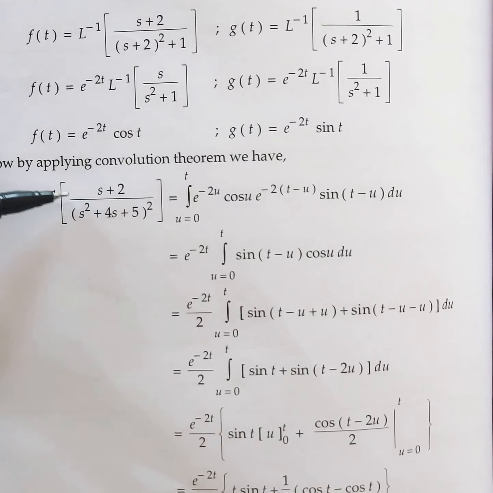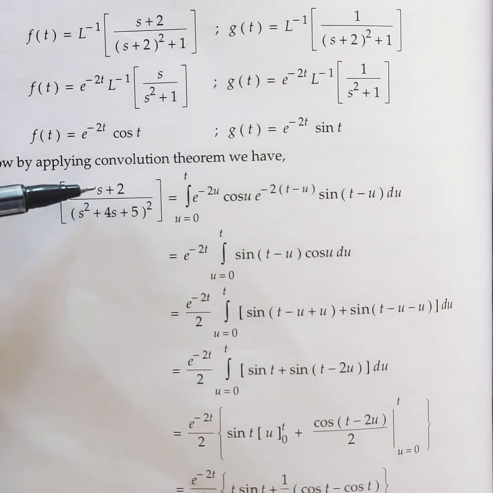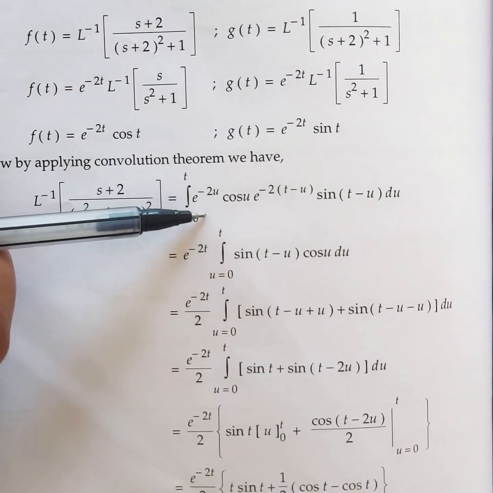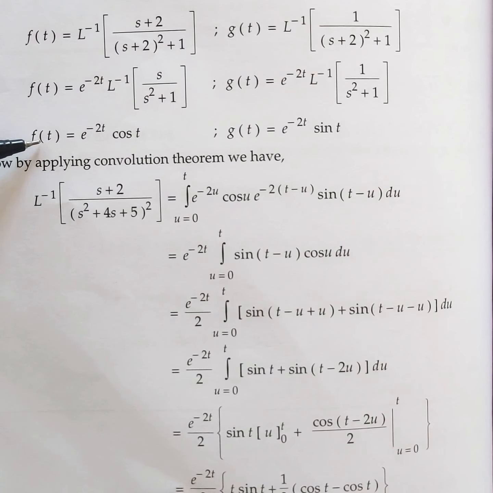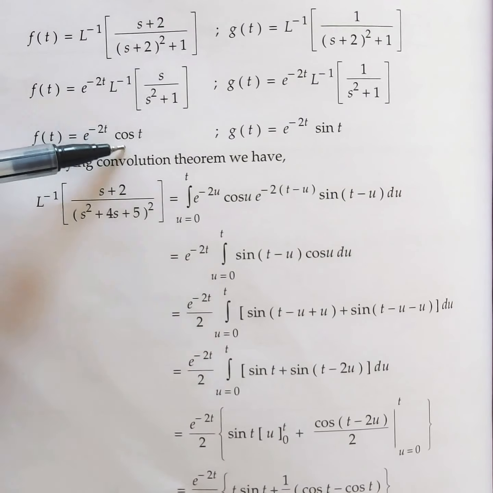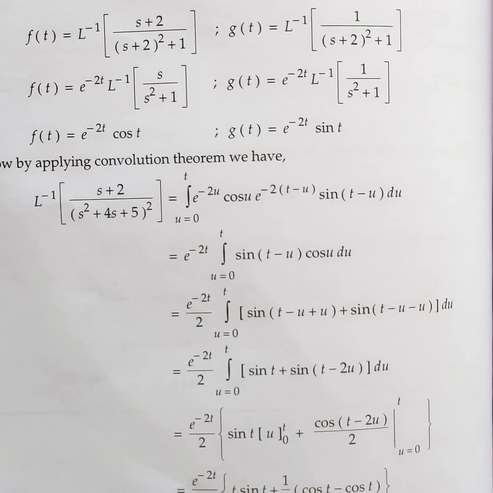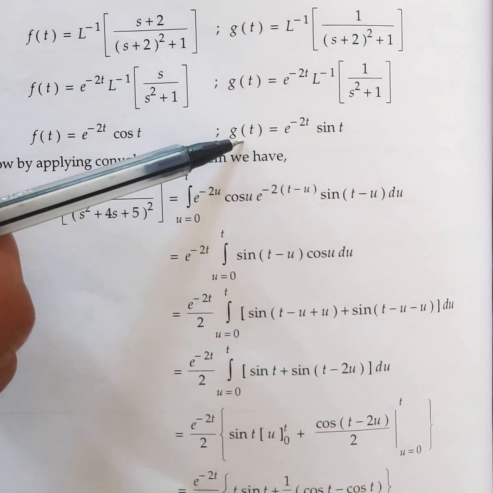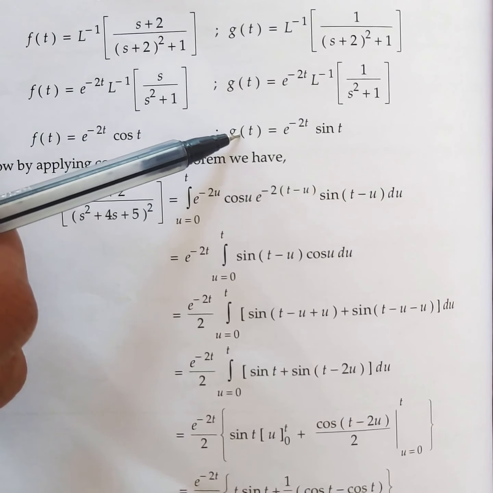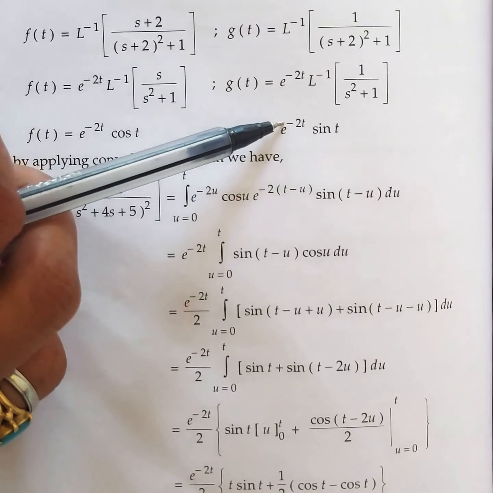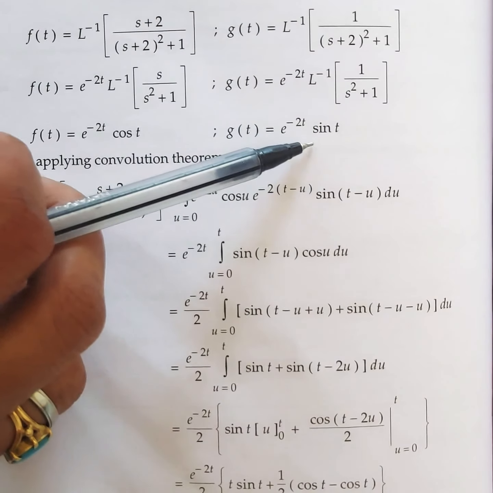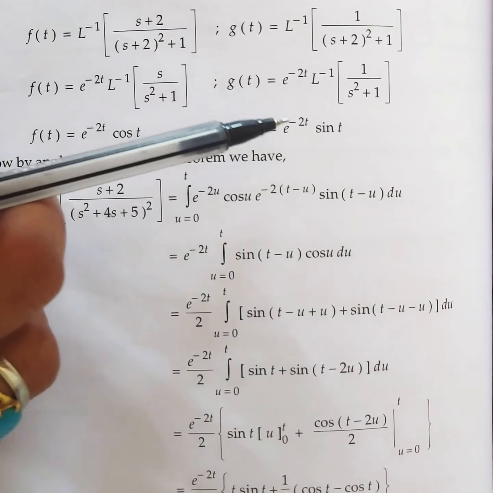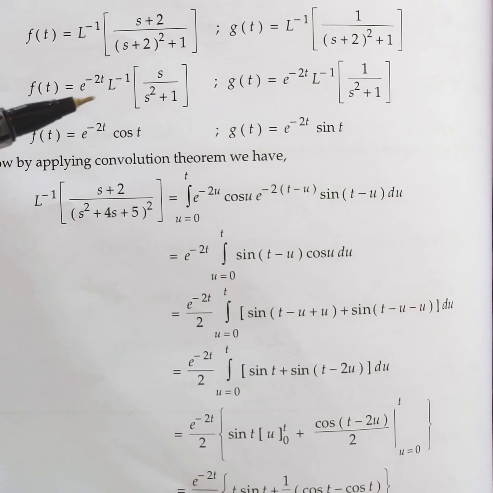And now you are going to find L inverse of this term. This is your question. S plus 2 by s square plus 4s plus 5 the whole square is equal to integral u is equal to 0 to t, f of u, right? Wherever t is there, replace it by u, e power minus 2u cos u, I have written, into g of t minus u, okay? So wherever t is there in the function g, I will replace by t minus u, e power minus 2 into t minus u sin t minus u du. This is what we have written. So f of u, g of t minus u. Please mention that formula also.